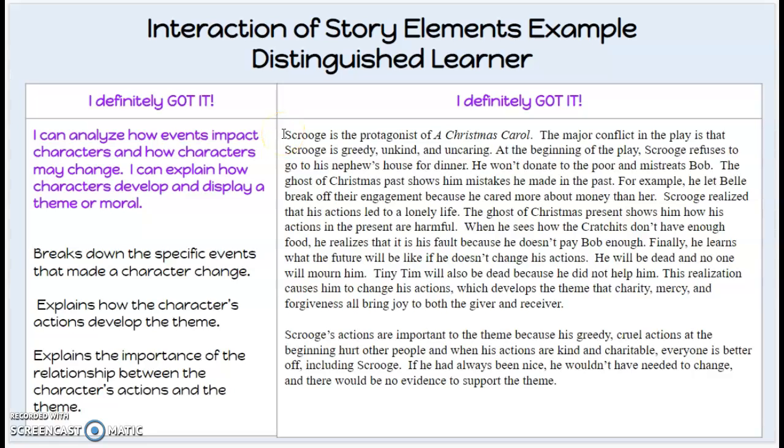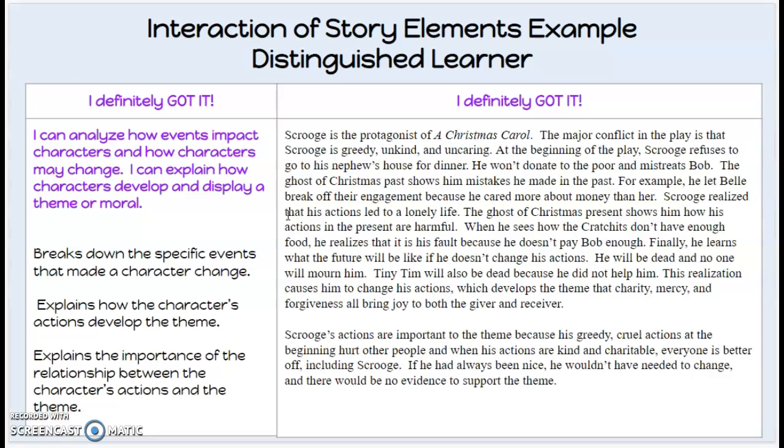Scrooge is the protagonist of A Christmas Carol. The major conflict in the play is that Scrooge is greedy, unkind, and uncaring. At the beginning of the play, Scrooge refuses to go to his nephew's house for dinner. He won't donate to the poor and mistreats Bob. The ghost of Christmas past shows him mistakes he made in the past. For example, he let Belle break off their engagement because he cared more about money than her. Scrooge realized that his actions led to a lonely life.